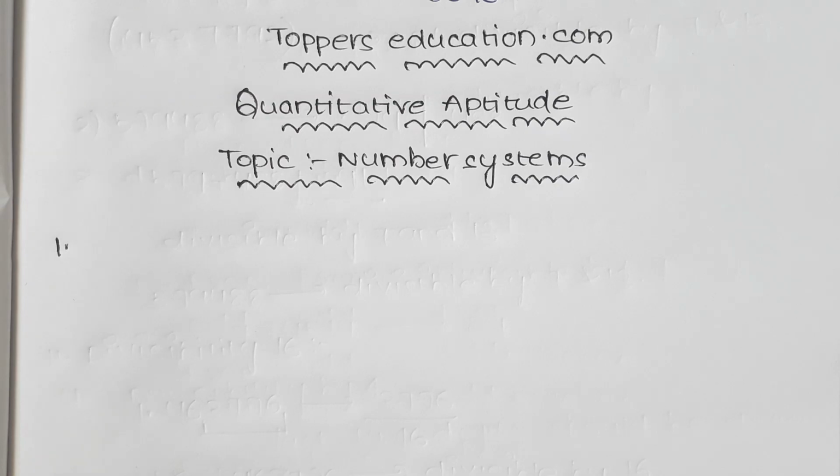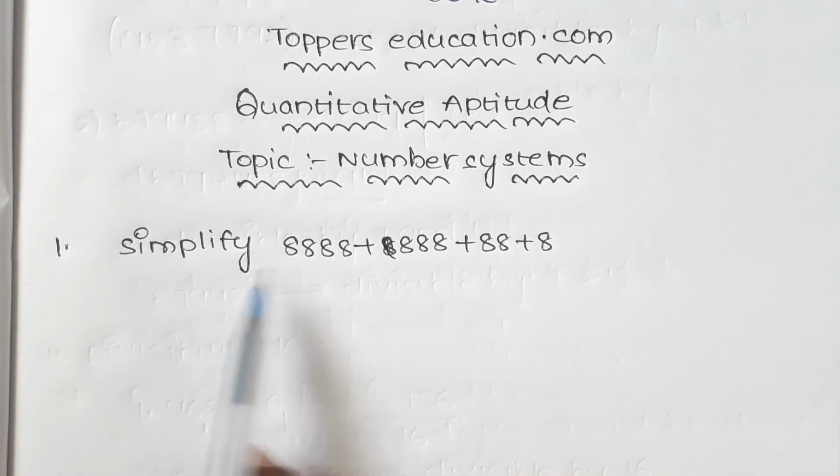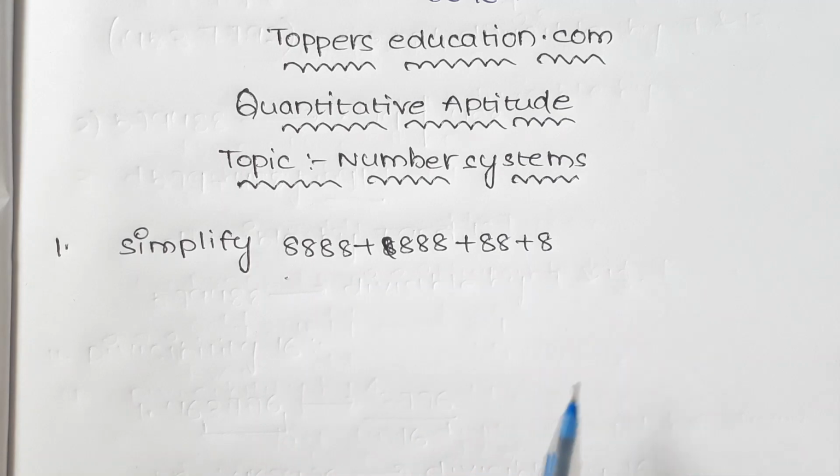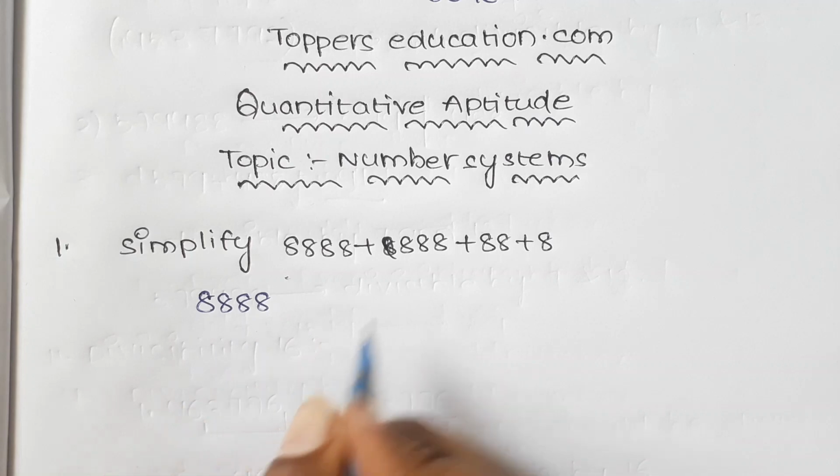In this video, we are going to discuss quantitative aptitude problems in number systems. Let us see some of the problems to solve easily and very fast. Here is the first one: simplify the given addition. We should do this addition very fast.